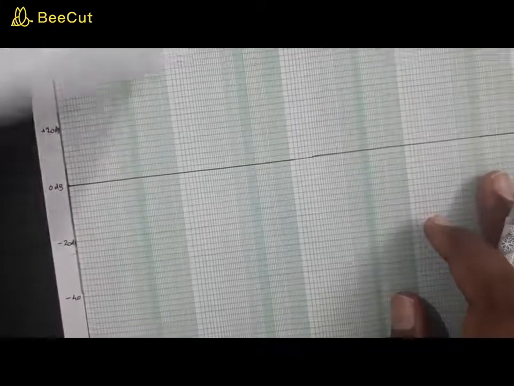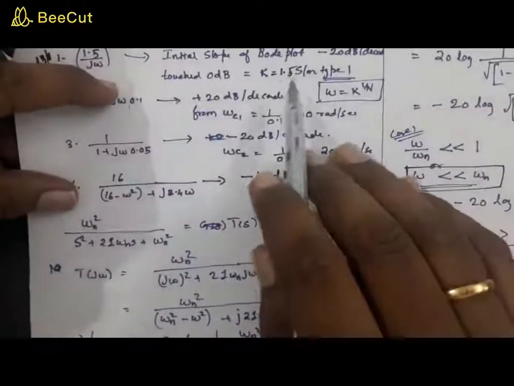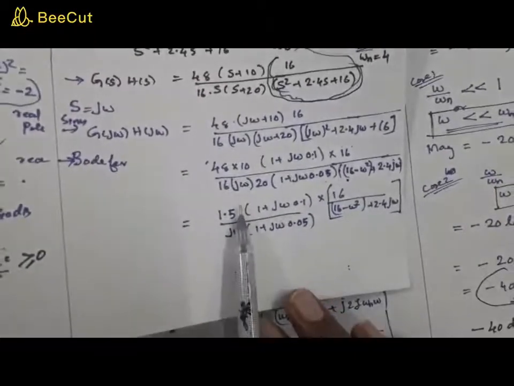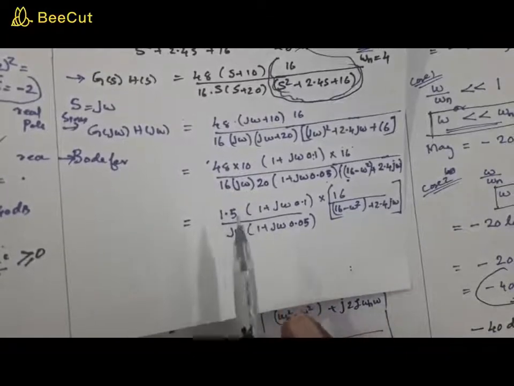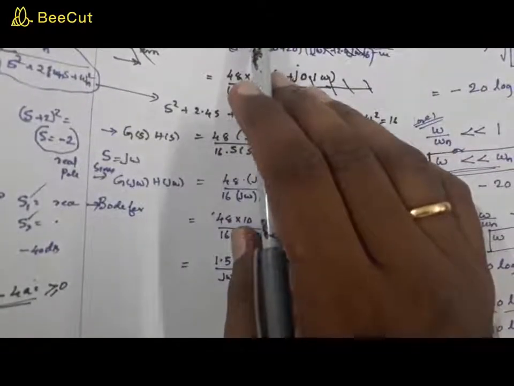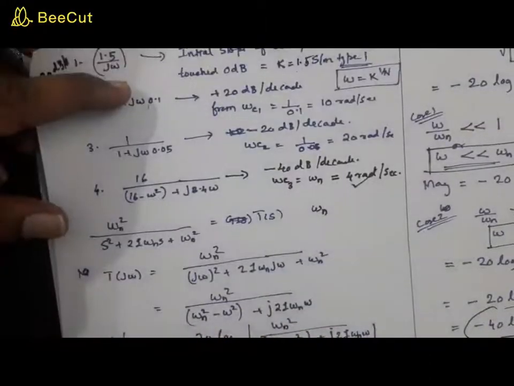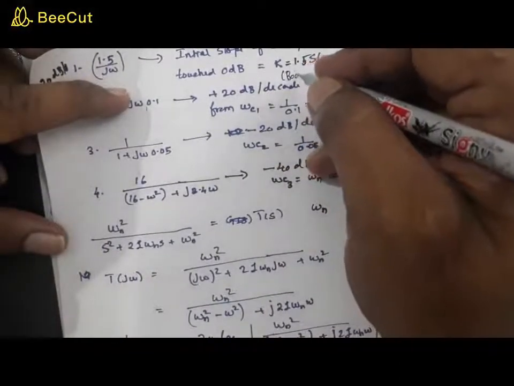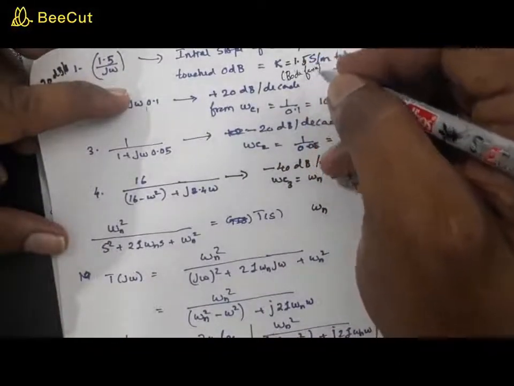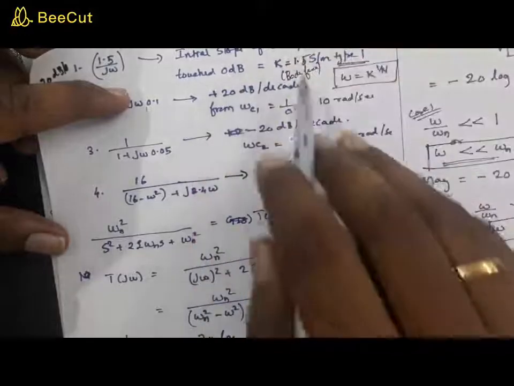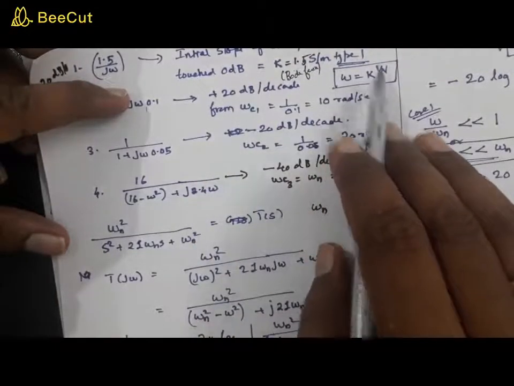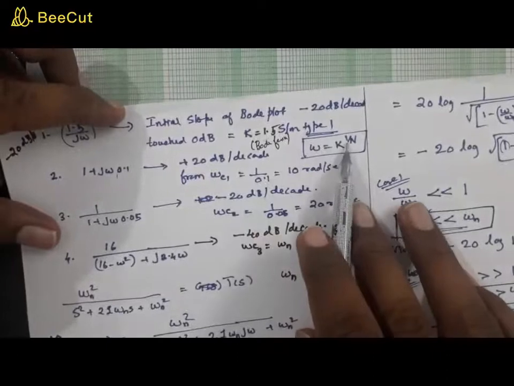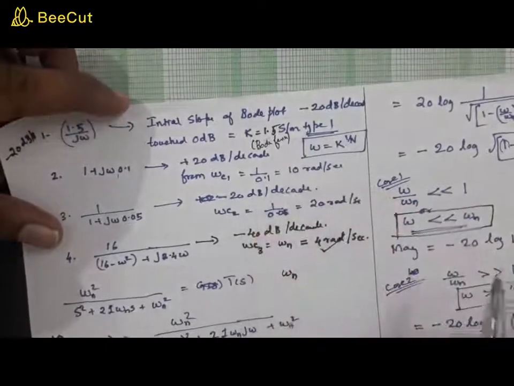We know that since it is a type 1 system, it is equal to the value of k after the Bode form. Do remember, it is not this value. This 48, it is 1.5. It is the value of k from the Bode form. That is very, very important. And the frequency is equal to k raised to 1 by n. Since it is a type 1 system, it is equal to k, so it is 1.5 radians per second.